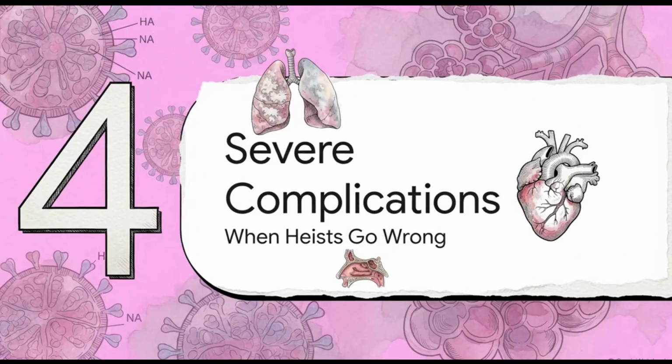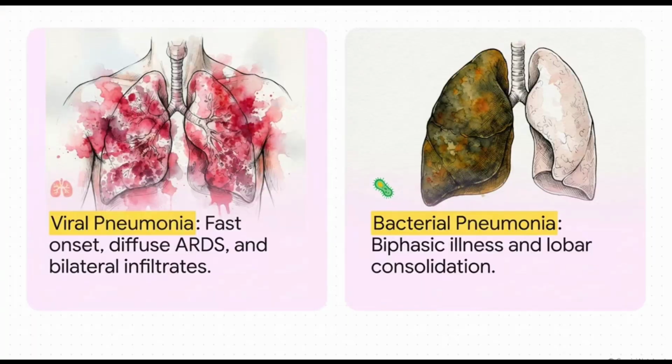Section 4. Severe complications. Let's slow the pacing down a bit here. Now, most people just experience an uncomplicated upper respiratory tract infection. But when the viral heist moves deep into the lower respiratory tract, things go catastrophically wrong in two distinct ways. First, there's primary viral pneumonia. This is caused directly by the flu itself. It hits fast, causing diffuse bilateral alveolar destruction across both lungs.